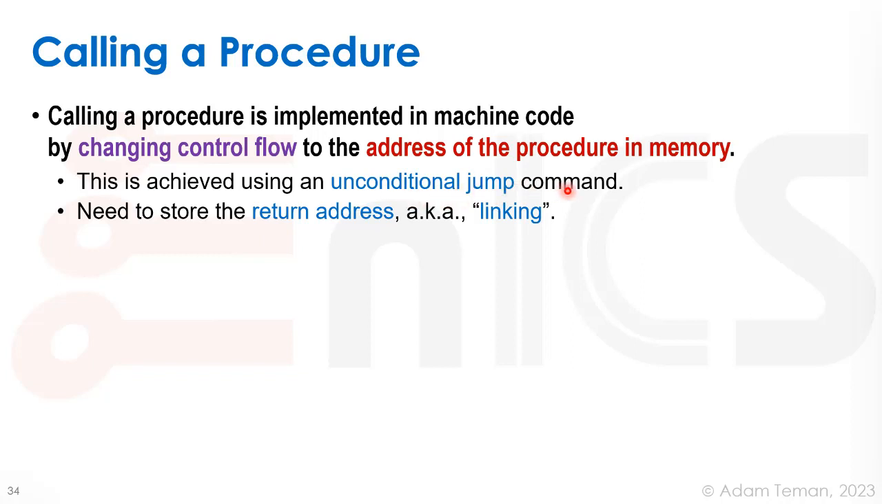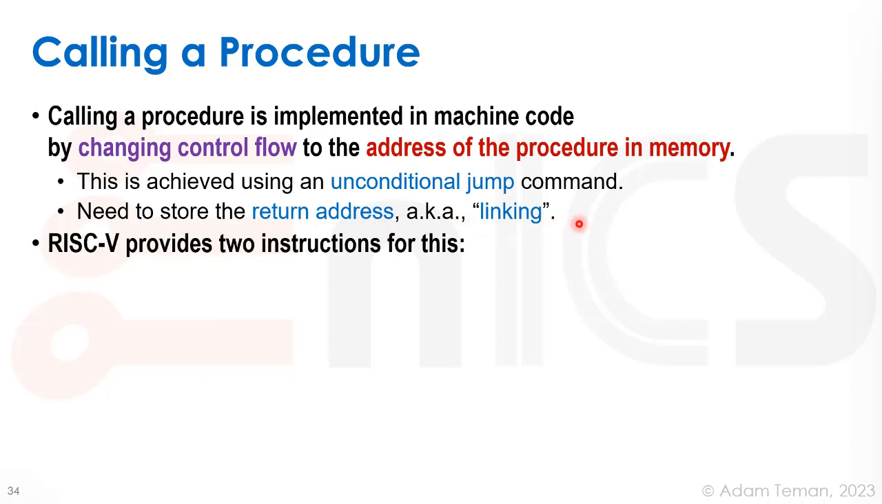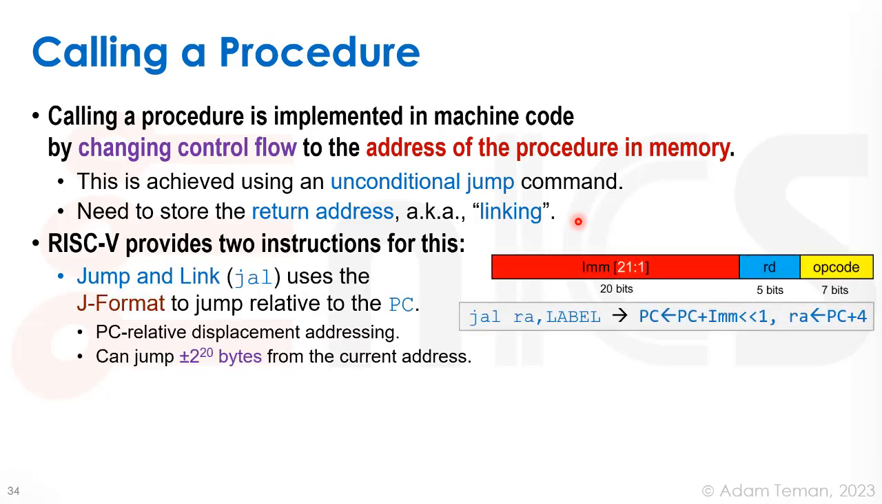The thing is that we need to return from whatever we did and continue running the program in order. So we need to store the return address. This is also called linking, and therefore, in the instructions, we use the word linking. So RISC-V provides two instructions. The first one is called jump and link, so it's called JAL. That uses the J format to jump relative to the PC. If you notice here, this is very similar to the U format. In fact, it's exactly the same, with the difference that the immediate is now shifted left by 1.